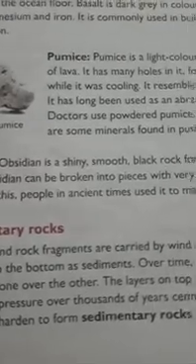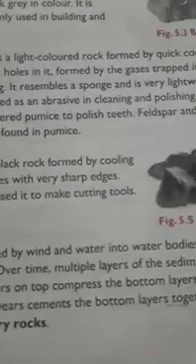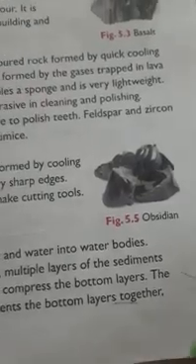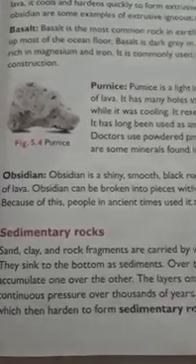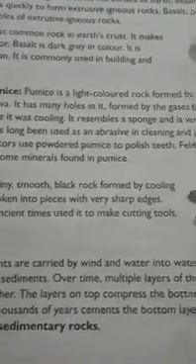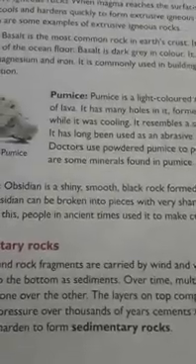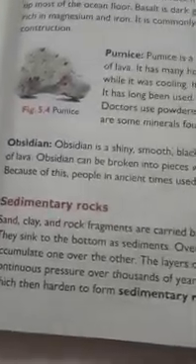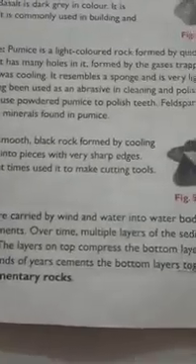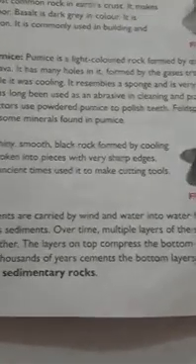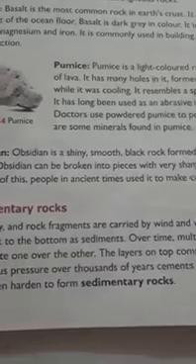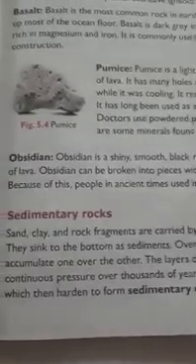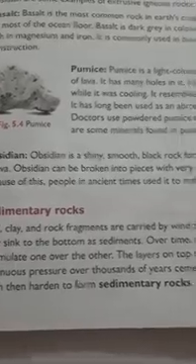Sand, clay and rock fragments are carried by wind and water into water bodies. What happens? Sand, clay and rock fragments are carried by the wind and water from the mountains because of the breakdown of the rock particles. These fragments are carried by wind or water into water bodies, in the ponds, lakes and oceans. They sink to the bottom as sediments.